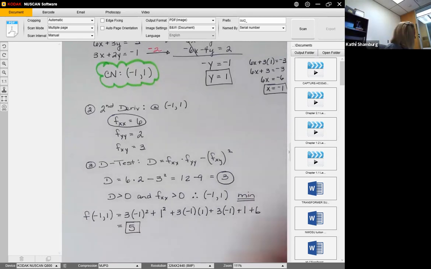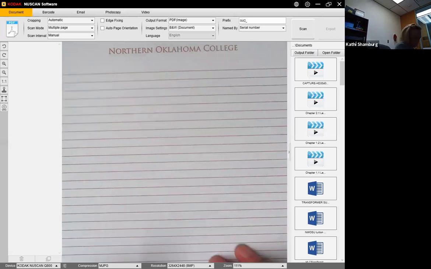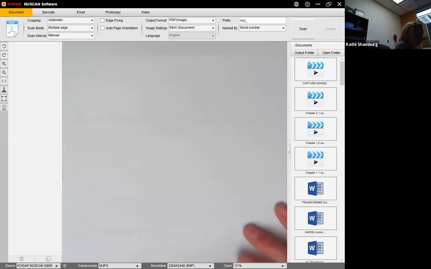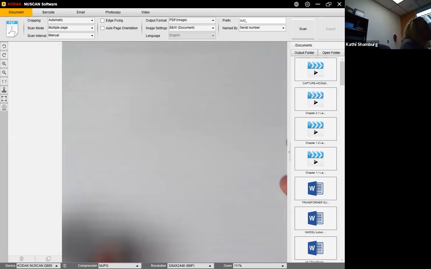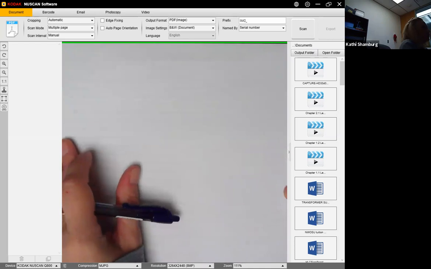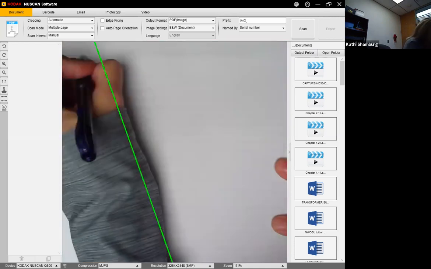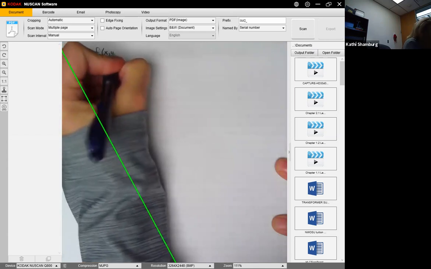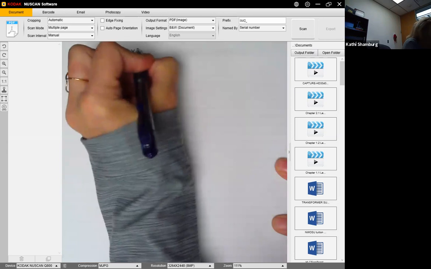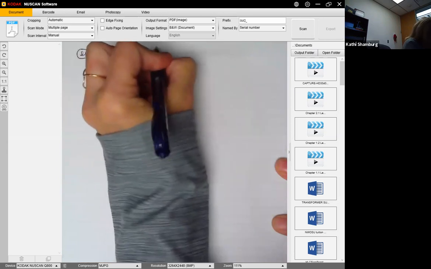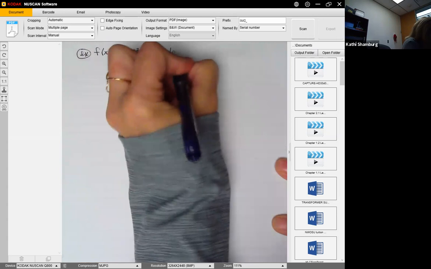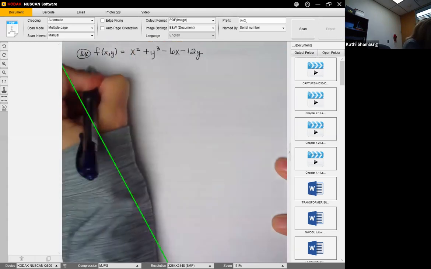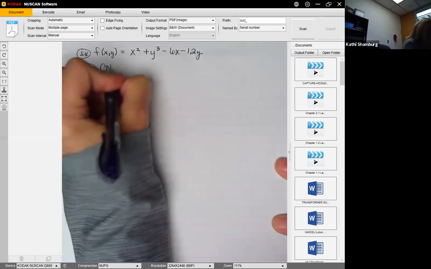All right, let's look at another example. All right, f(x, y) is x squared plus y cubed minus 6x minus 12y. All right, step 1, critical numbers.